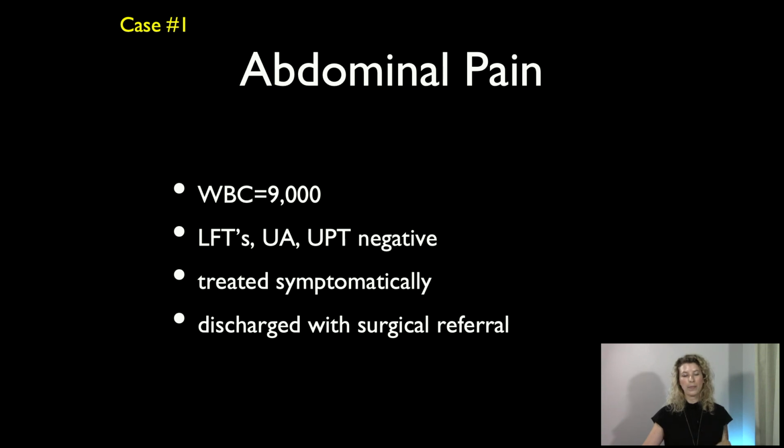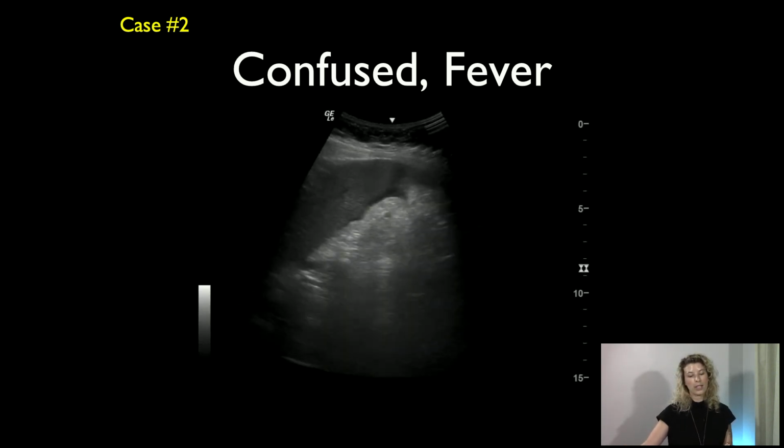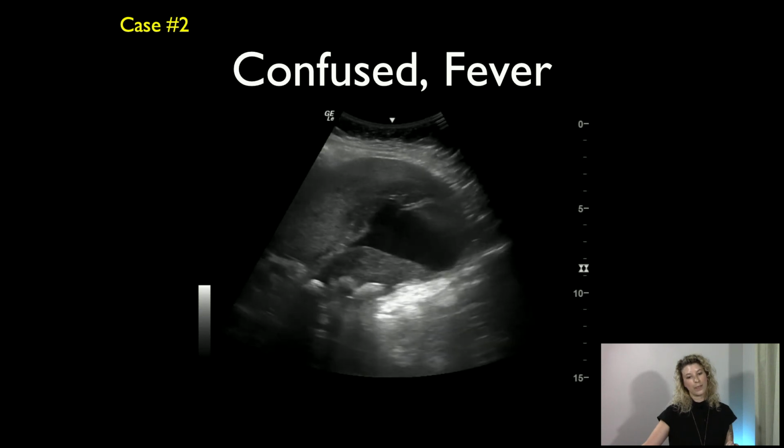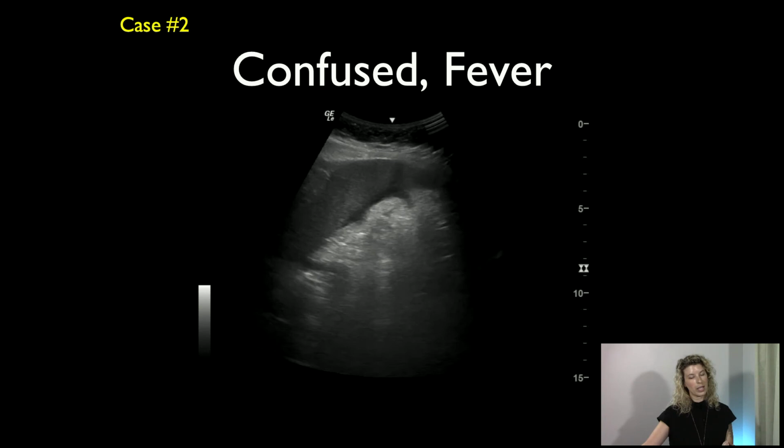On the other hand, you have this elderly woman sent from a nursing home for altered mental status and fever. She is very septic appearing, both in her presentation visibly as well as her vital signs. She doesn't really talk to you, but she winces with right upper quadrant palpation. So you throw the probe down, and this is what you see. Okay, so we saw this clip earlier in the lecture. It's clearly cholecystitis.